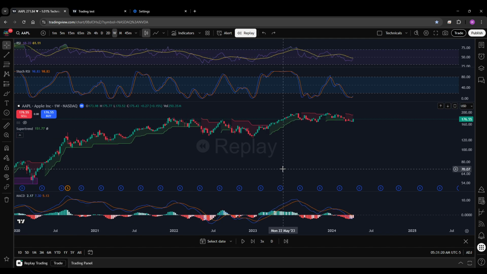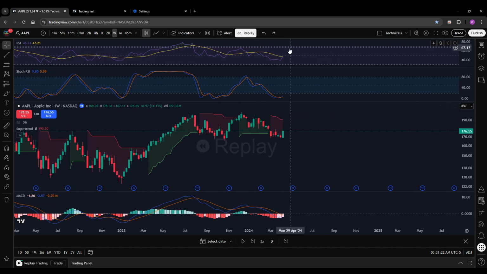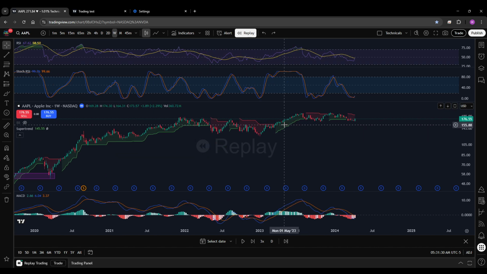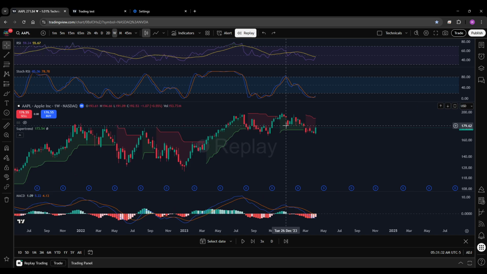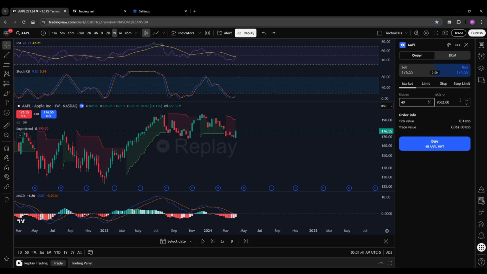I'm going to buy it right here because the RSI is about to curl up. The stochastic RSI is also doing a similar thing. We are still in a red super trend, so we are technically still in a bearish or flat market. We are down since January of 2024. So I'm going to buy here. I'm going to buy 3,000. I think my trades are going to be from 1,000 to 5,000.